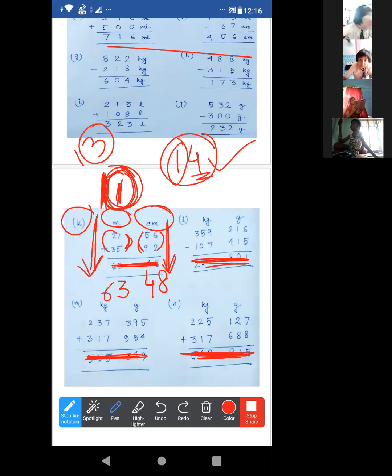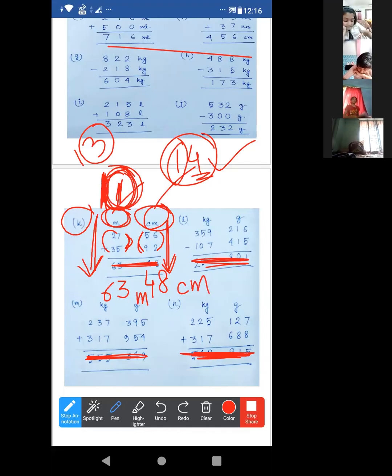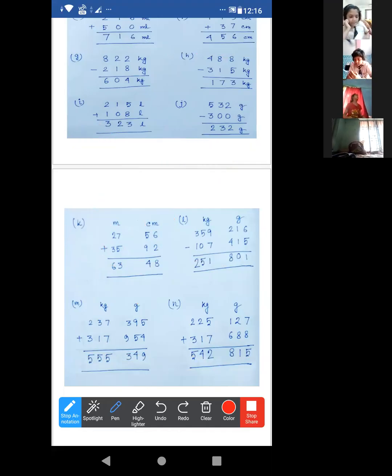Clear? Now you will put the unit. Already above you have written meter and centimeter. So if you don't put it over there, no problem. But if you don't put it here, then you have to put it over there, meter, centimeter. Now I am clearing the board. Just check it.